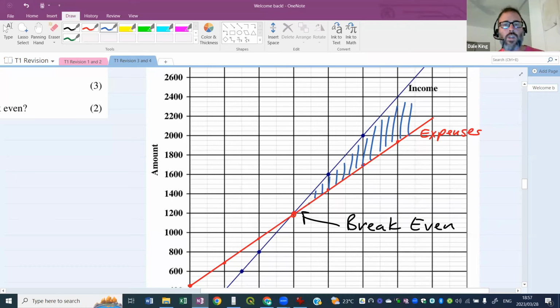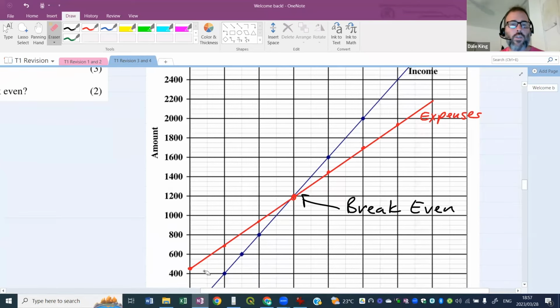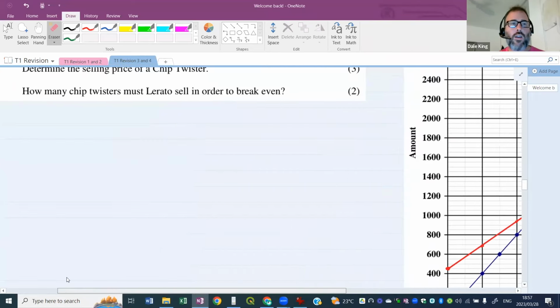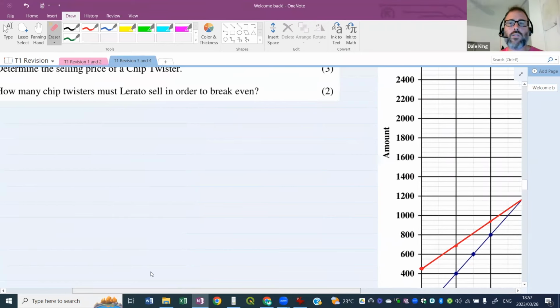So business people do this investigation and they work out, where will we hit the break-even point? How many chips do I have to sell to break even? Because before this number of chips, you're actually making a loss because your fixed expenses are always there. So you have to cover them. So you have to sell a certain number of chips to break even. Now the question says, how many chip twisters must Lorato sell in order to break even?